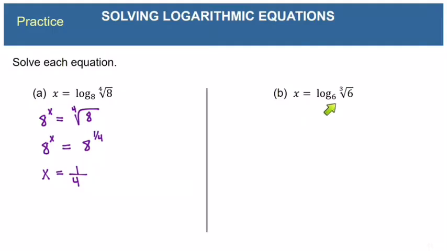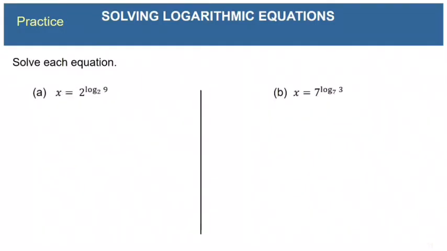Now if you would try this one on your own, and now I'm going to go through it with you. It says x equals log base 6 of the 3rd root of 6. So we can write 6 to the x equals the 3rd root of 6. And we know the 3rd root is the 1/3 power. So we have 6 to the x equals 6 to the 1/3. And x equals 1/3.